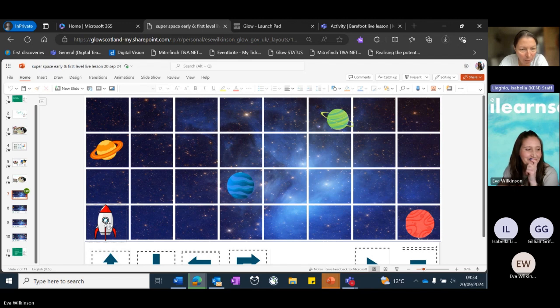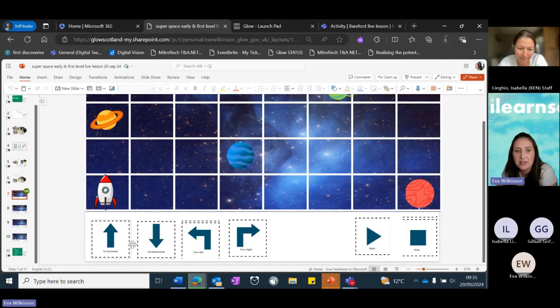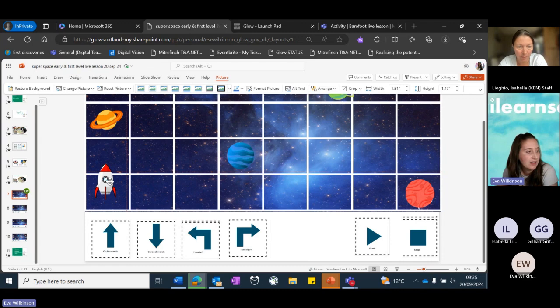Okay, so what was our instruction again, Eva? Which planet are we trying to get to? We're trying to get to the yellow planet first. Okay, so it's quite close, so this hopefully won't be too tricky. Down at the bottom of the screen, we've got our instructions, so we know what direction we can move in. I can see go forwards, go backwards, turn left, turn right, and we've also got some starts and stops that we might want to use for our algorithms.